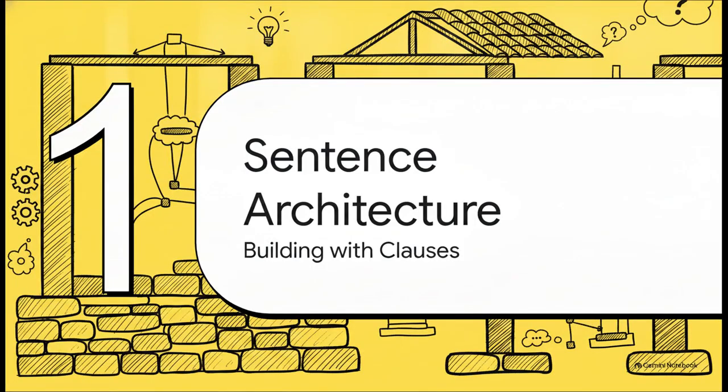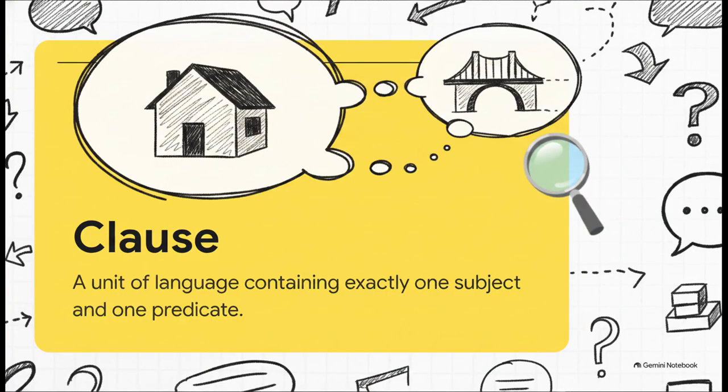All right, let's kick things off with Section 1, Sentence Architecture and Clauses. Think of clauses as the structural foundation of a building. You obviously can't put up walls or a roof until you have a solid foundation, right? Well, you can't build a strong paragraph without mastering clauses. A clause is the absolute basic building block of any sentence. It's simply a unit of language containing exactly one subject and one predicate. Every single sentence you ever write needs at least one clause.